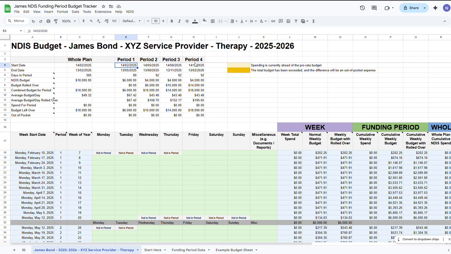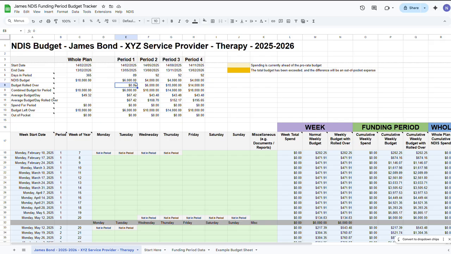It tells us how many days are in that period. So there's 89 days in the first period. And you'll notice that in the subsequent 3 periods, there's 92 days in each of those periods. So the first period, even though each period is 3 months each, because the months of the year have different days in each month, you'll have a variable amount of days in each period. It then tells me how much budget we've got for this period. So we've got $6,000 in period 1 and $4,000 in period 2.